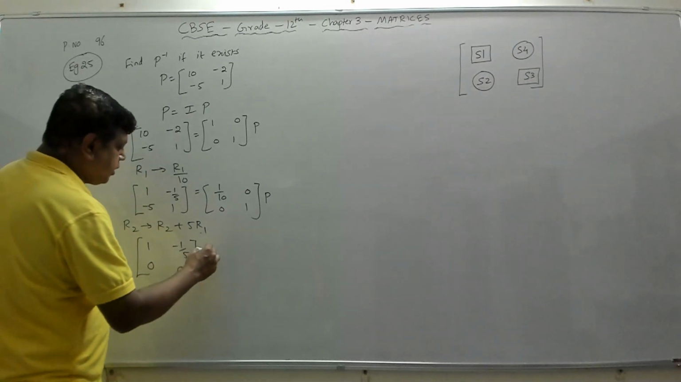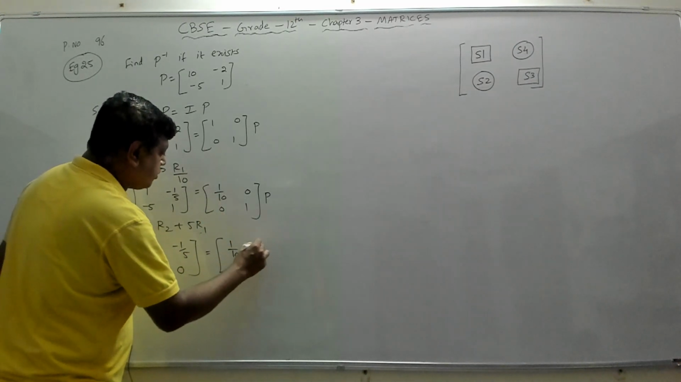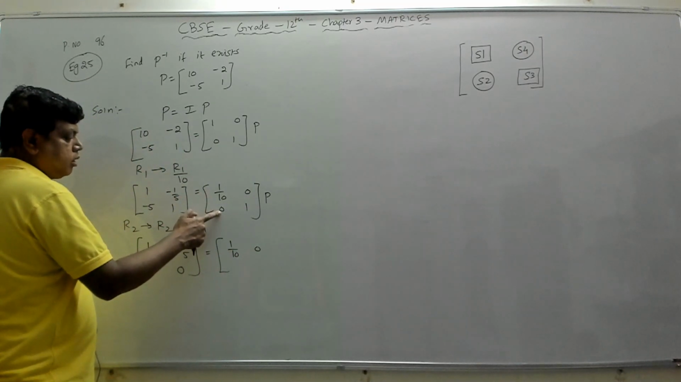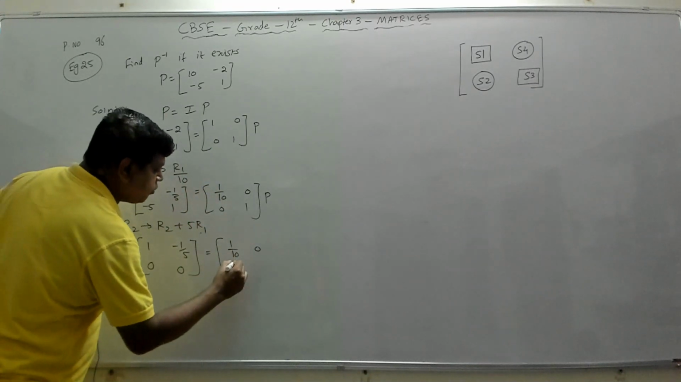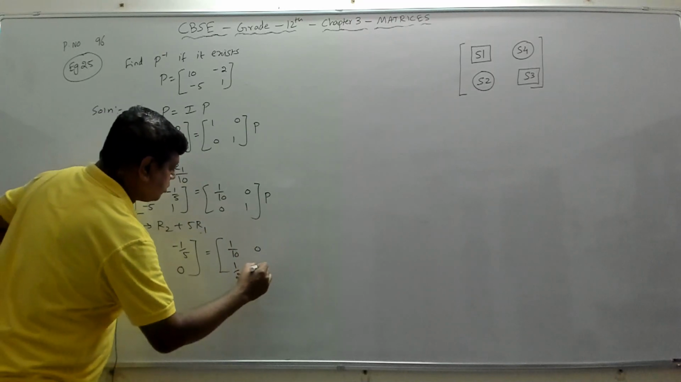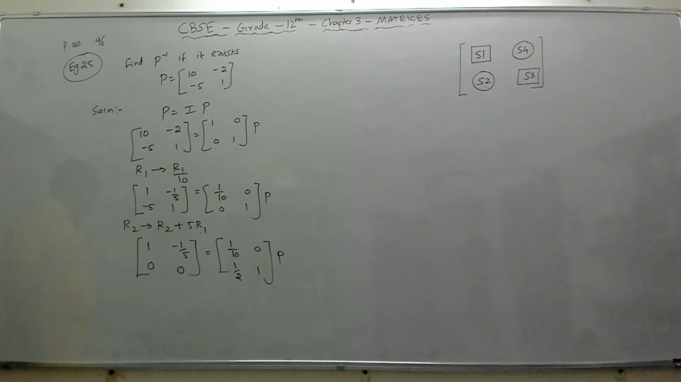Here, R1 has no change. Your R2 becomes 0 plus 5 times 1 by 10, which will give you 1 by 2. Then 1 plus 5 times 0 is 1. And this is P. Clear? So now what has happened?